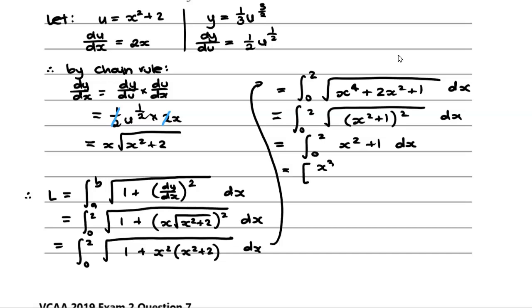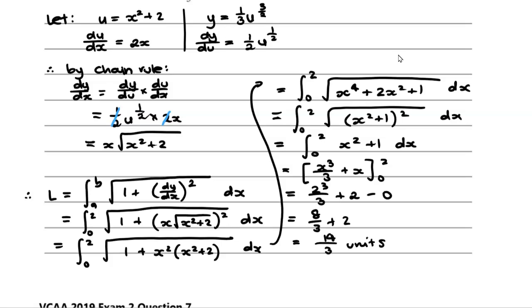We're going to have x cubed over 3 plus x. Terminals are still 0 to 2. 2 to the power of 3 on 3 plus 2, and that would just be minus 0. So that's 8 over 3 plus 2, which becomes 14 over 3 units.